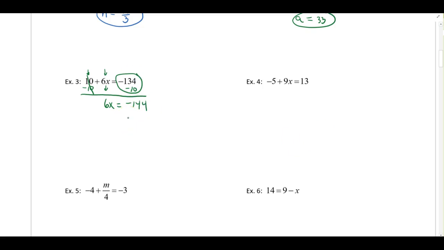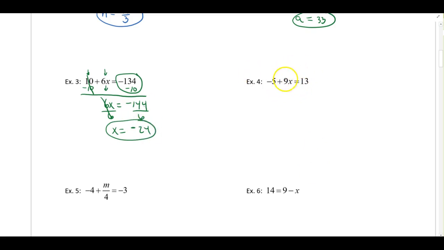Now, how do I get rid of 6? Well, 6 is linked to x by multiplication, so I'm going to go ahead and divide by 6. Those eliminate. Divide by 6. And x would be a negative divided by a positive is a negative. 144 divided by 6 is 24.